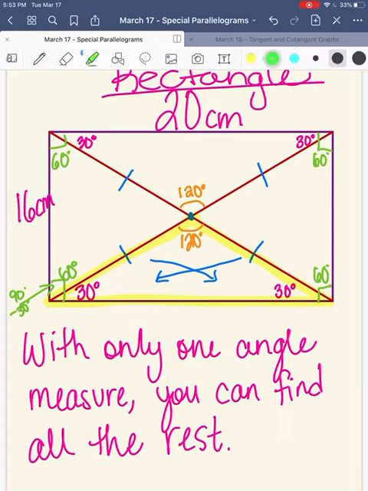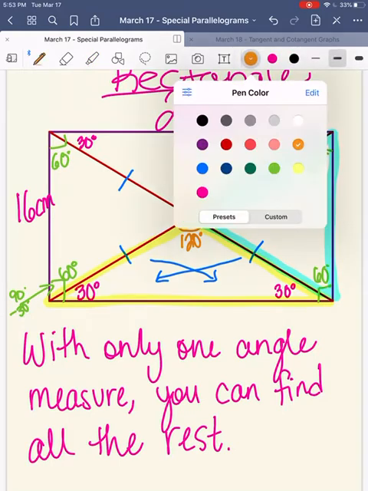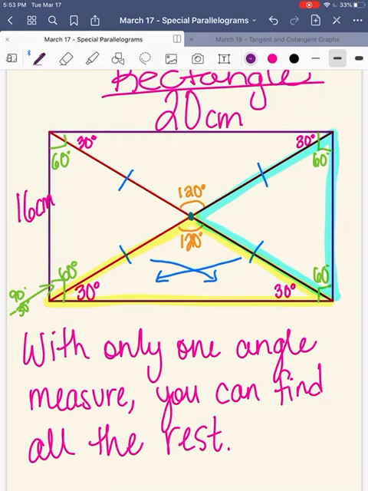So I'm going to show you two different ways you could do it. You could do this triangle exactly the same way and just use the 60 and the 60 here. That would give you 120. So then that means this one would be 60 also.